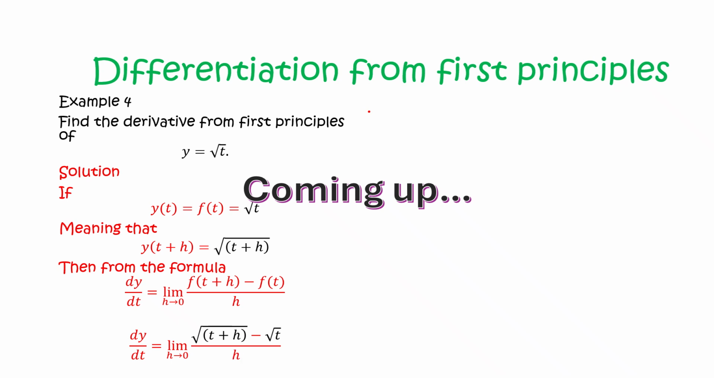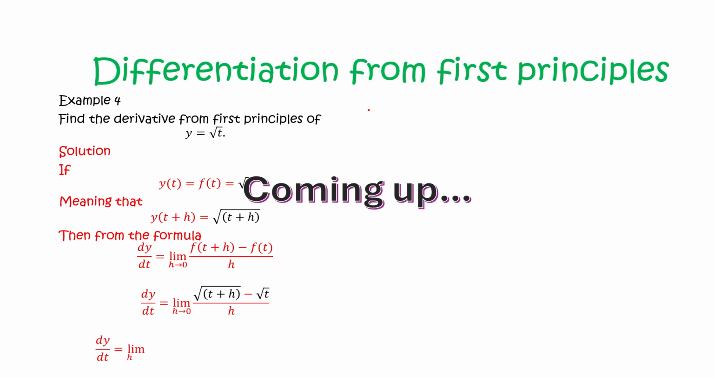We substitute for the f of t plus h and the f of t so that we have that. However, we have a situation here. How do we deal with the square roots? Now, we would need to introduce the conjugate of the numerator, which is given as that.